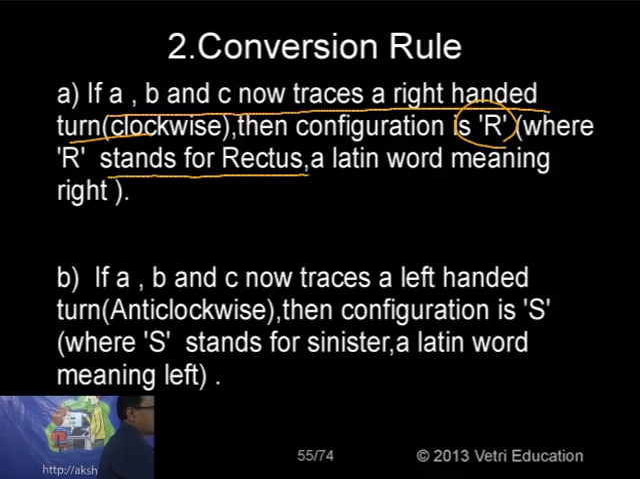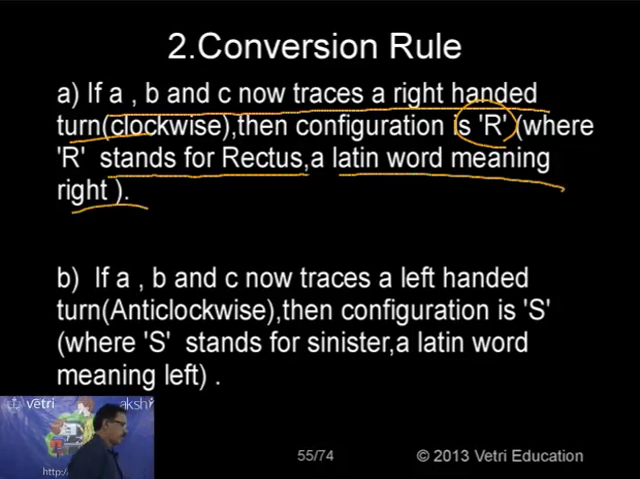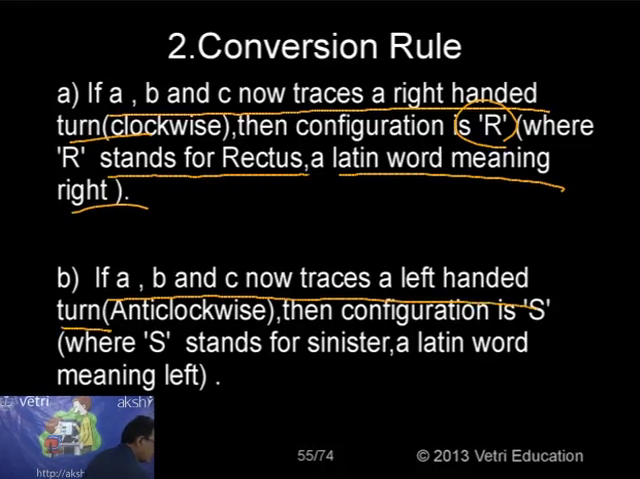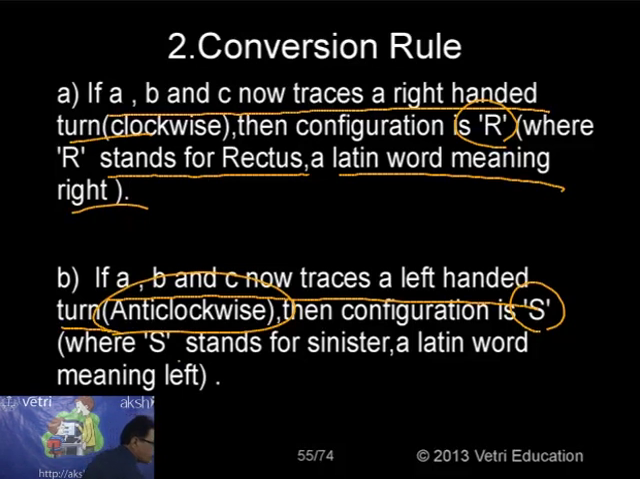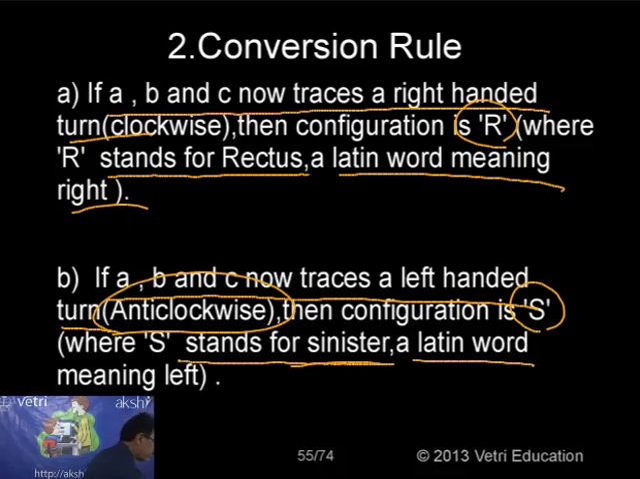R stands for rectus, a Latin word meaning right. In the same way, if A, B and C trace a left-handed turn, that is anti-clockwise, then the configuration is S, where S stands for sinister, a Latin word meaning left. This is the most important information. So with the model it is easy.